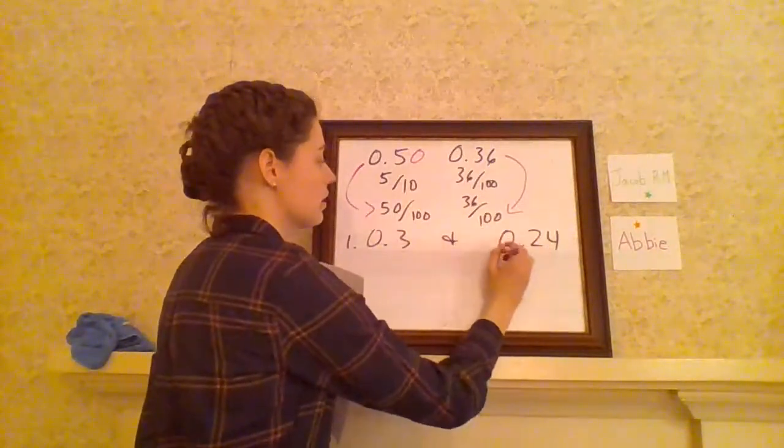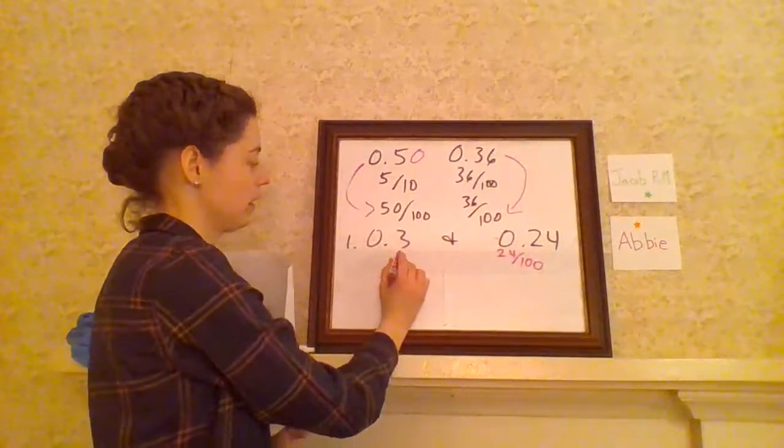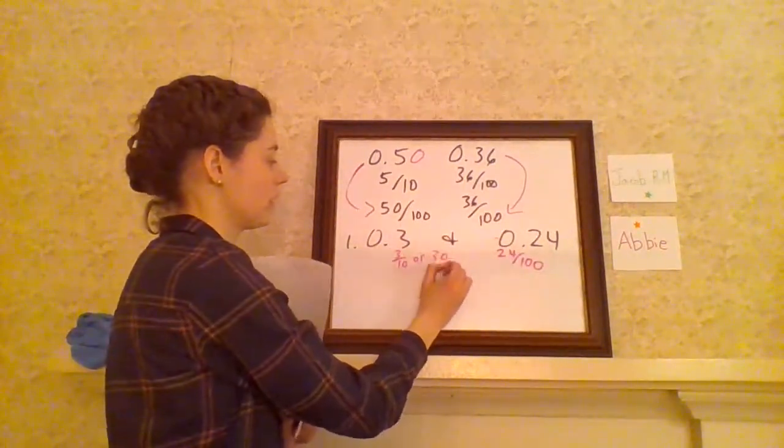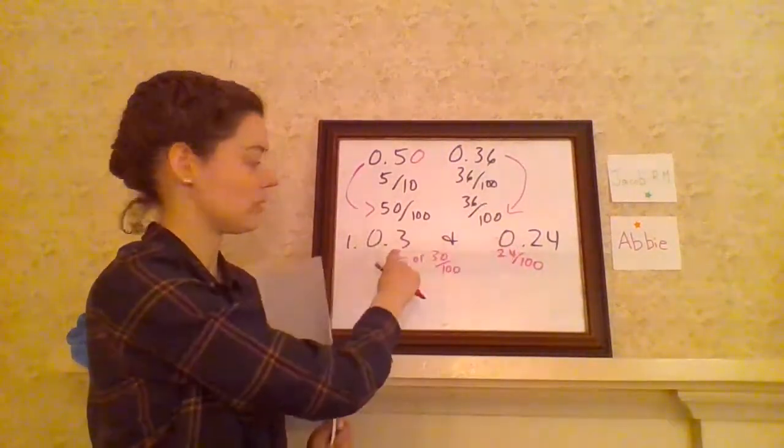So this is 24 hundredths. What is 0.3 out of hundredths? Well, it's 3/10 or 30 hundredths. Now we can see clearly that 30 is larger than 24, so this is larger.